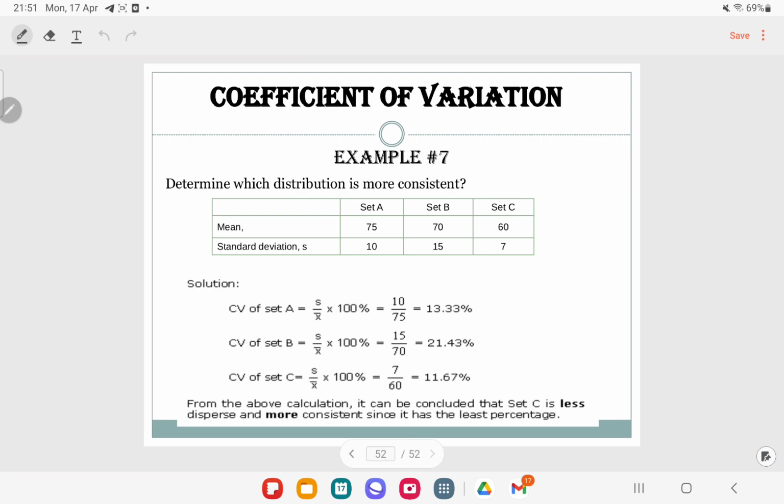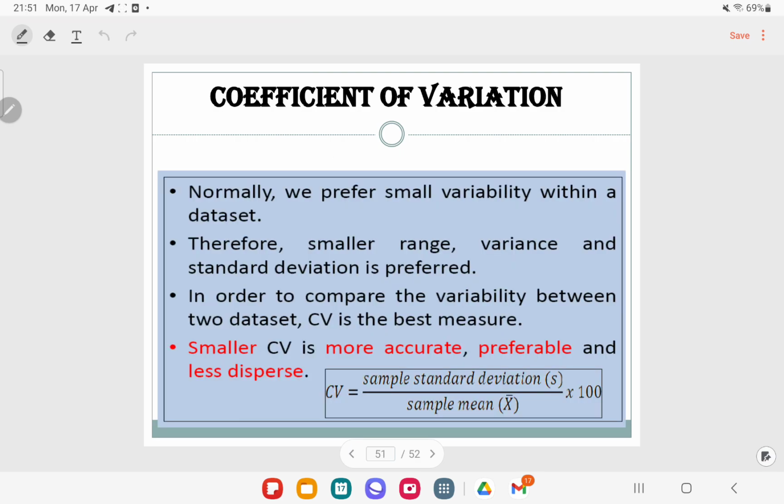Okay, let's consider this example. Which of the distributions is more consistent? In this example, it gives you the information about the mean and standard deviation. Shortly, we will move on to the coefficient of variation.